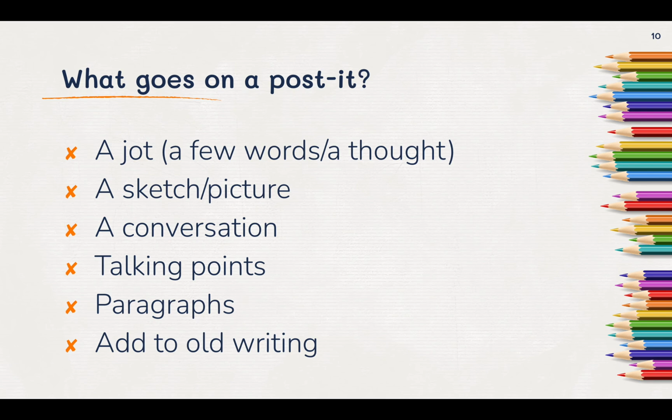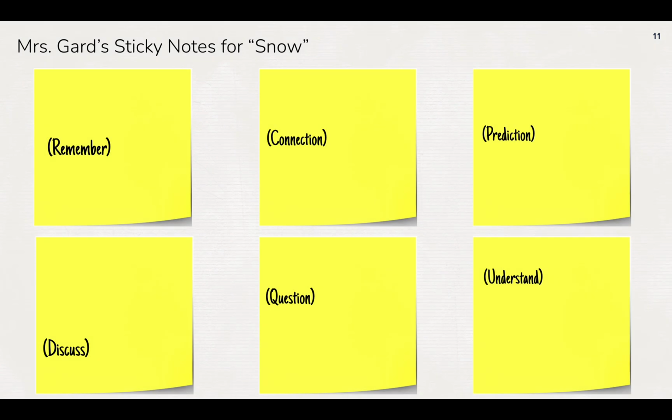Or maybe it's just to add to old writing. Like I said, this is one of the things I love about Post-it notes. Maybe you make a prediction in the first chapter of a book, and then your prediction comes true in the 10th chapter. You can grab that sticky note from the beginning, put it in that 10th chapter and say, I was right. Or, you know what, I was right, but this happened, and add to your idea. So adding to old writing is a good thing to do with Post-it notes too.